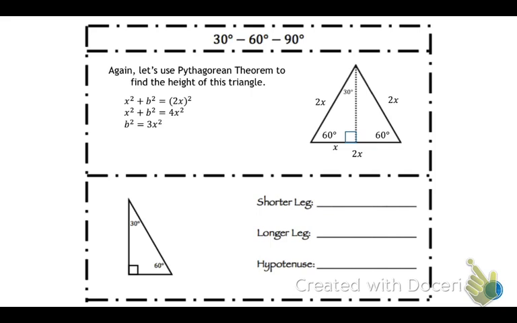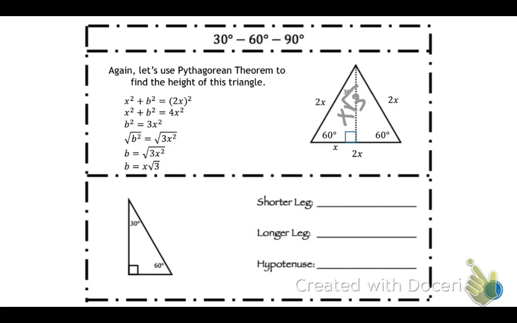And then square root both sides. And you get b equals the square root of 3x squared. But the square root of x squared is x, so you can just pull out that x. So b equals x square roots of 3. And that's this length right here, x square roots of 3.